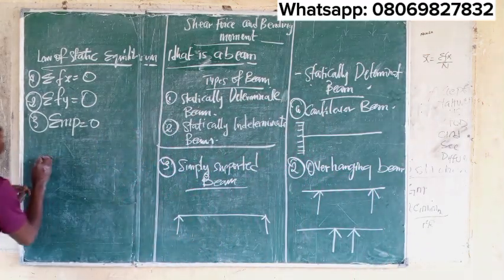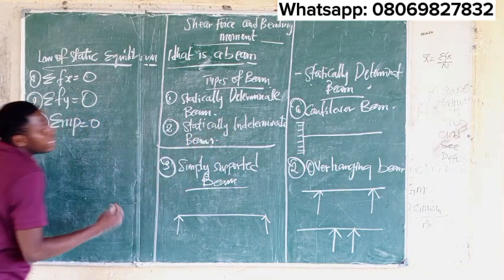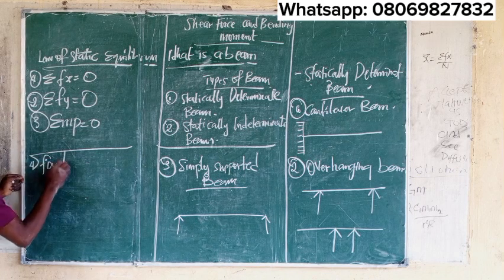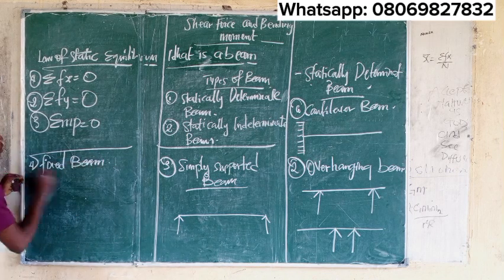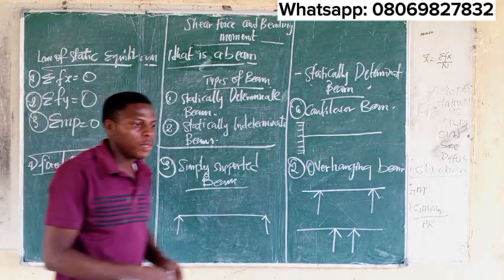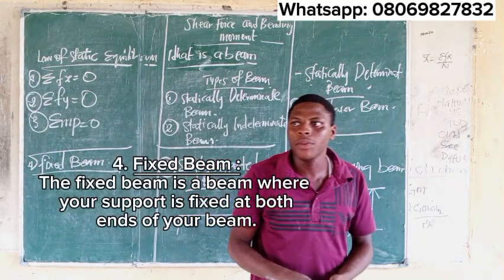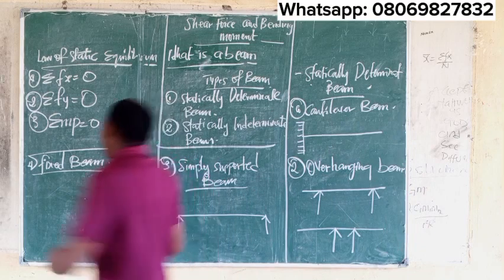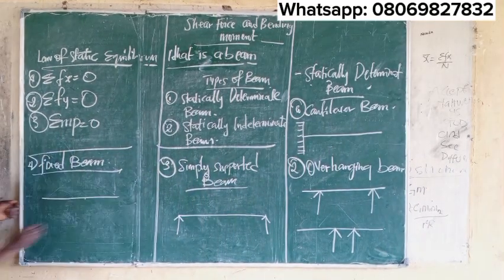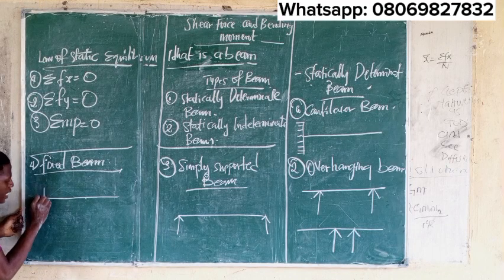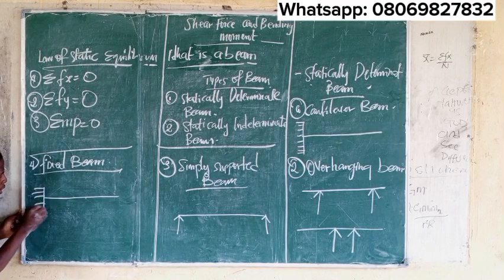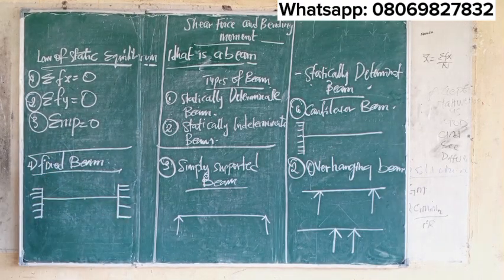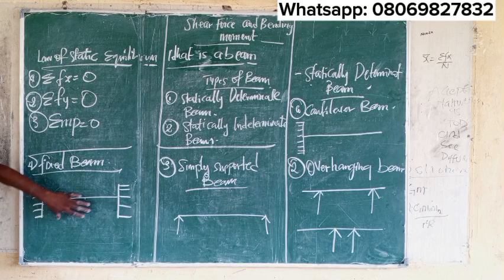Now the last one which we talk about under the statically determinate beam, number 4, is the fixed beam. What is the fixed beam? The fixed beam is a beam where your support is fixed at both ends of the beam. So if you have your beam of this manner, your fixed support will be at this end and the other one at the other end of this beam.